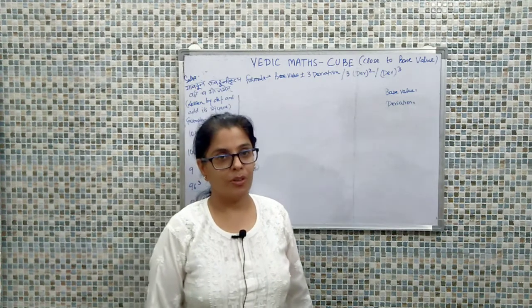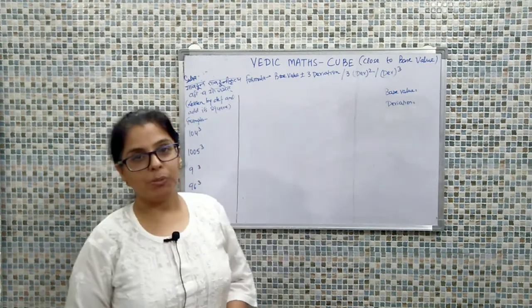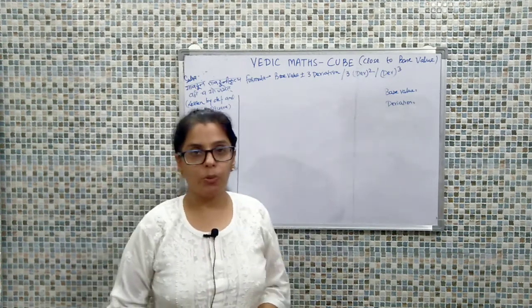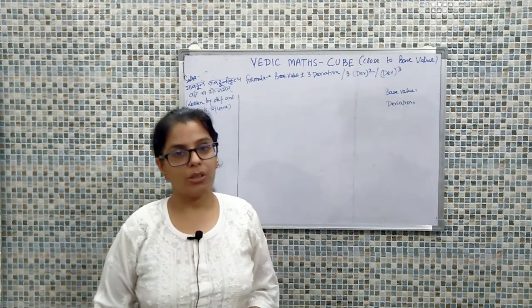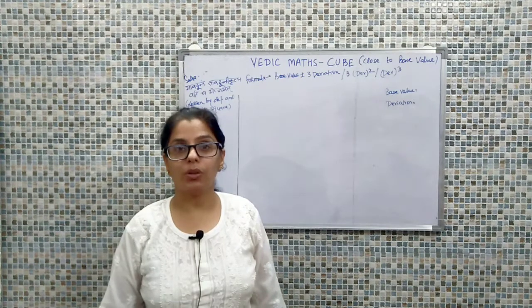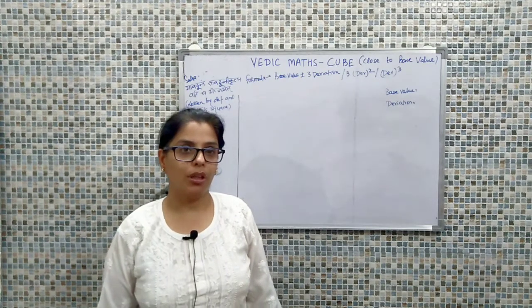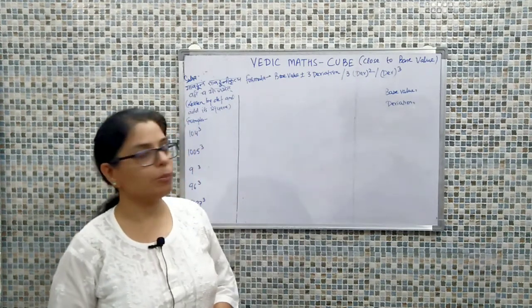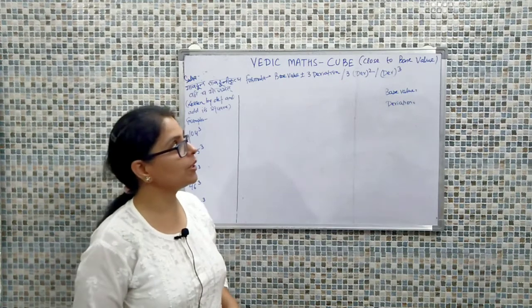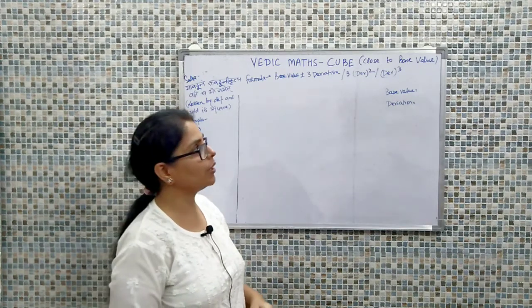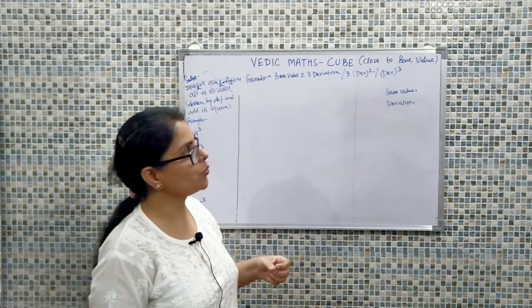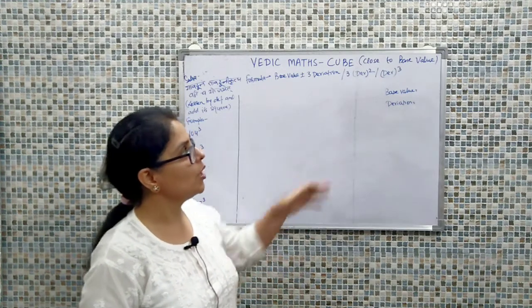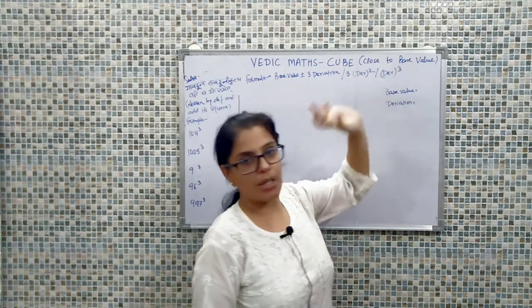Hello viewers, welcome. Today we will be talking about calculating the cube of a particular value. In the previous video, we talked about calculating the cube of a two-digit number. In today's discussion, we will be talking about calculating the cube of a particular number using the concept of Vedic maths, and the examples we will be taking are for those values which are close to a base value.